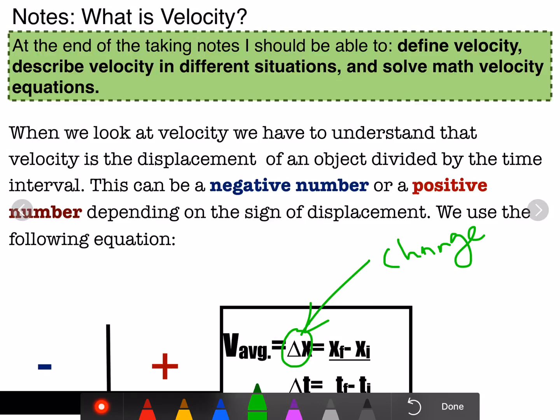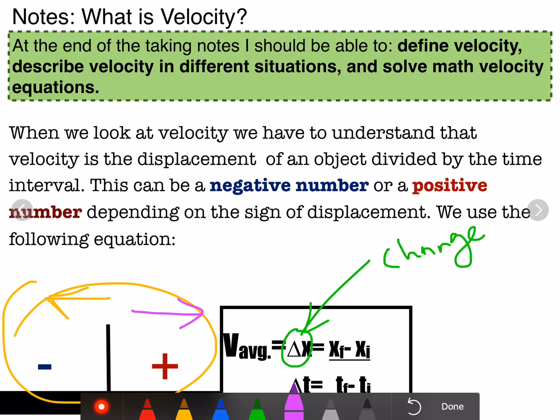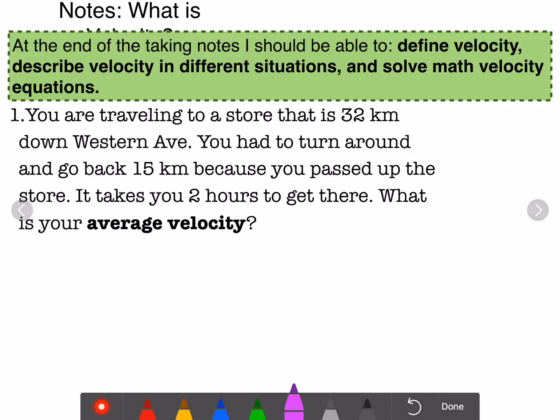Now, I also want to show something on the right here. If your car, or the object, I just say car because we just saw a car, is going in this direction, it's going to be negative. If it's going in this direction, it's going to be positive. So let's go through a problem and see what we can do using our average velocity equation.